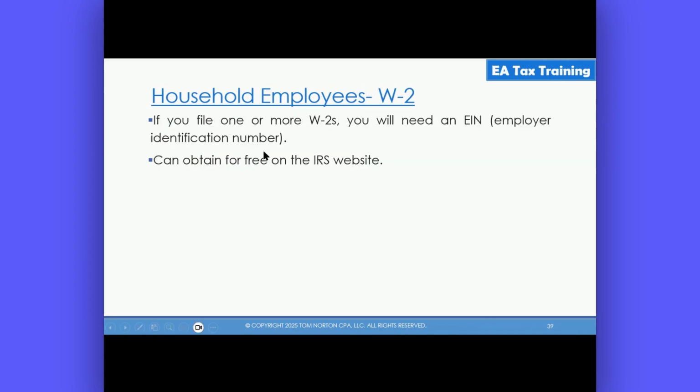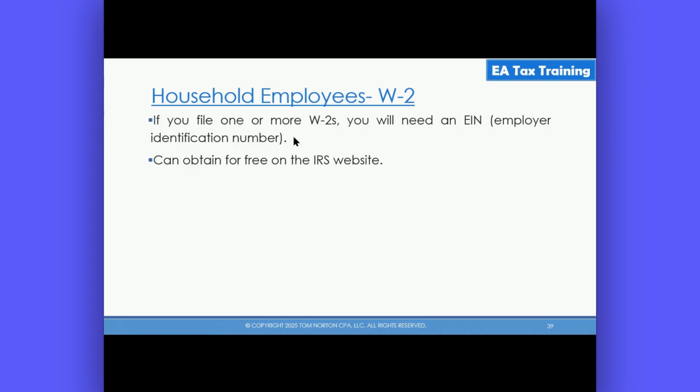If you do file W-2s, then you are going to need to get an EIN, which is an employer identification number. This is very easy to do. You can do it online in about 10 or 15 minutes. It is completely free at irs.gov, but you do have to get an EIN if you are filing any W-2s. And there's a few reasons for this. First of all, because they tell you that it's required.